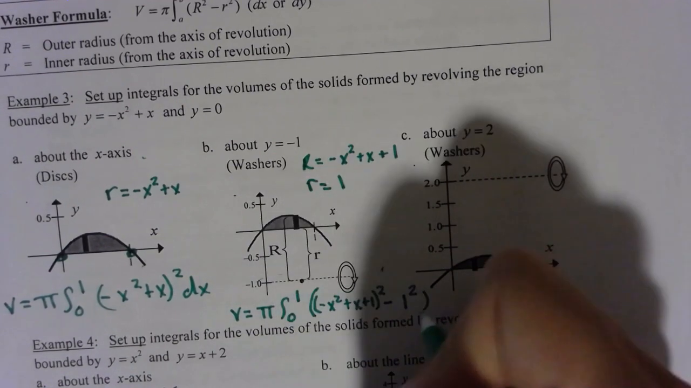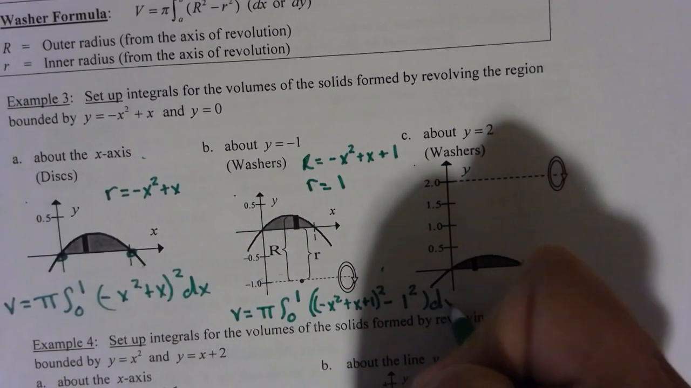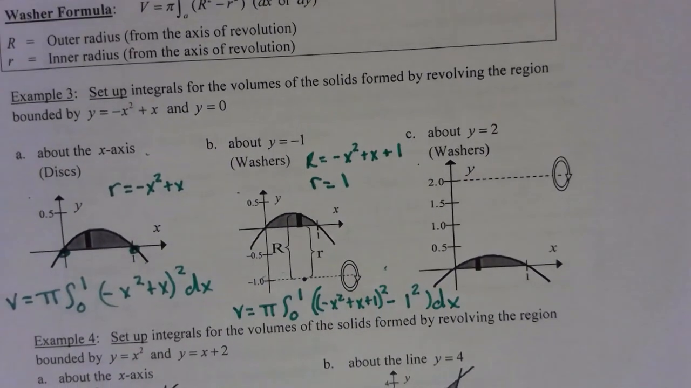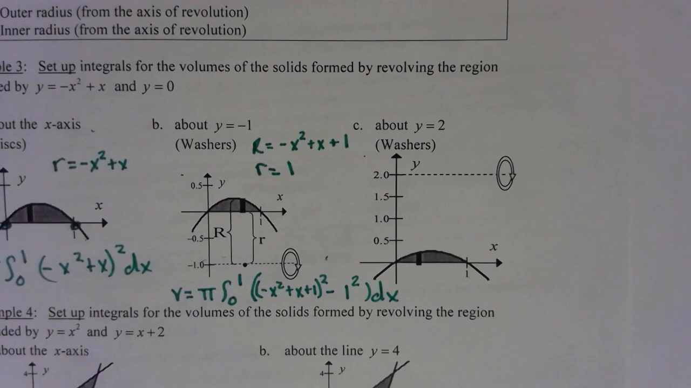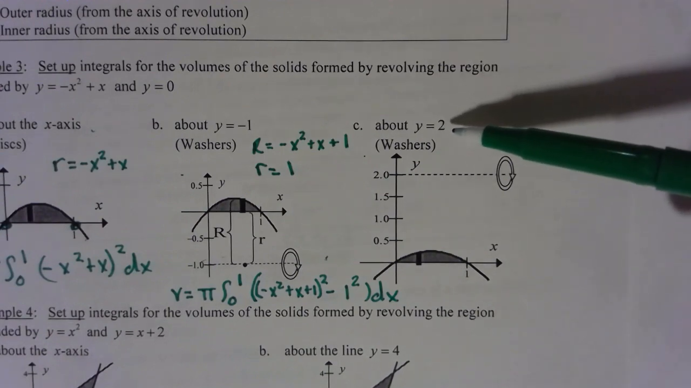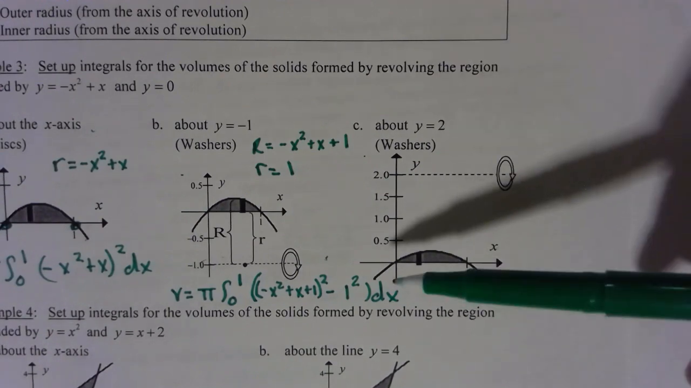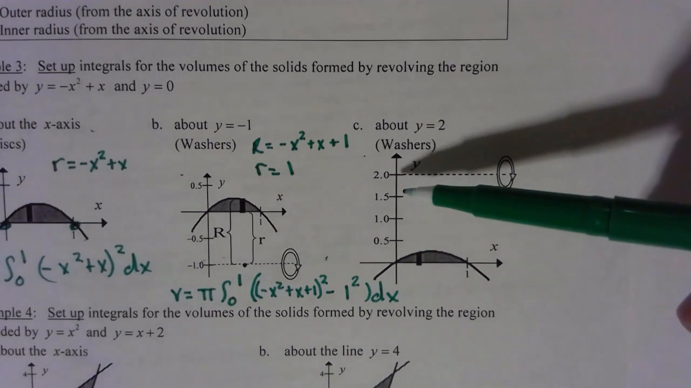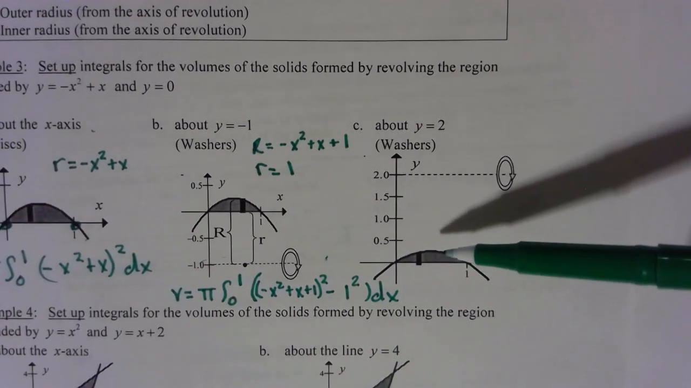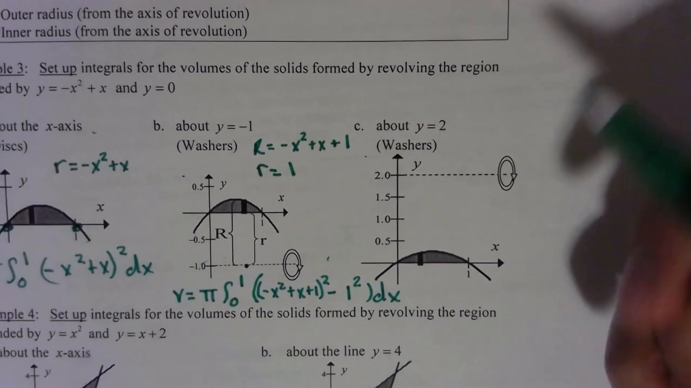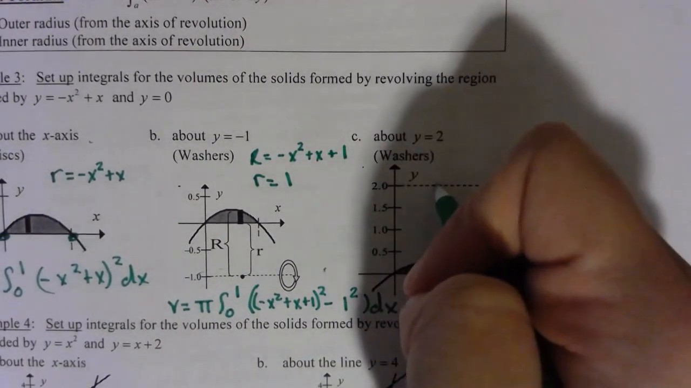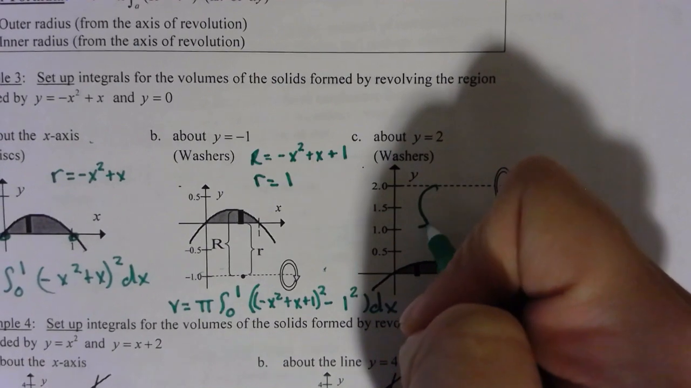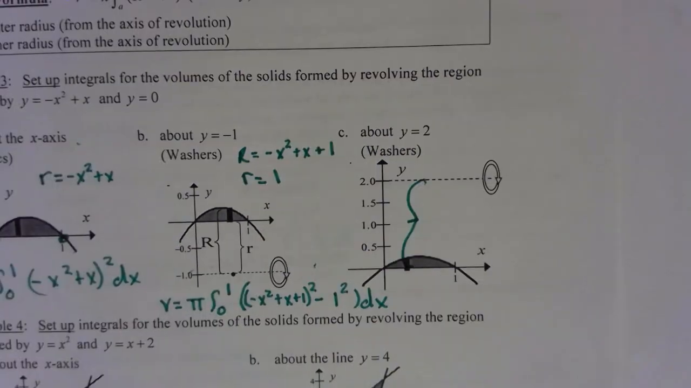And we are still in dx. Okay, in this case, we're going about y equals 2. So we're above the x-axis. So actually, what we have here is our big R is going to be all of this.